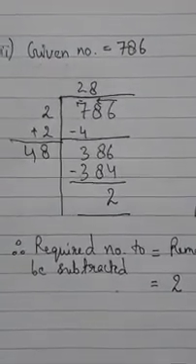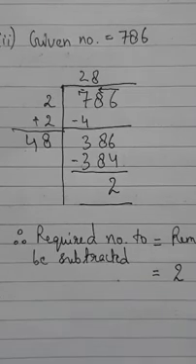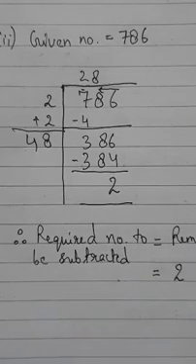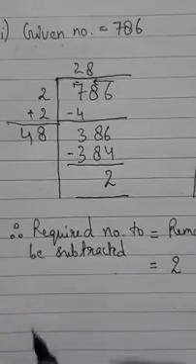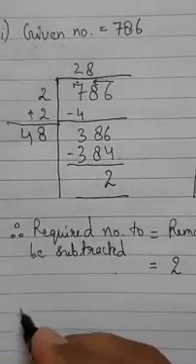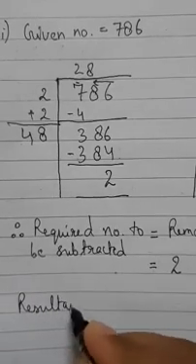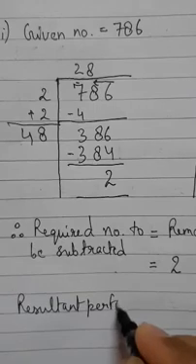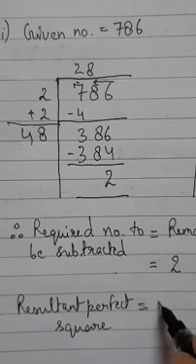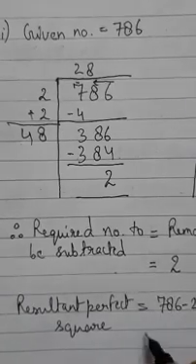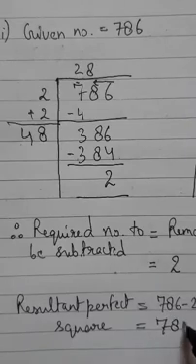Now they also want to know the perfect square. They have said that not only do you have to find the required number, you also have to find the square root of the perfect square. So before we find the square root of the perfect square, we are going to find the number. So the resultant perfect square will be the original number given, that is 786 minus 2. So actually the perfect square number is 784.